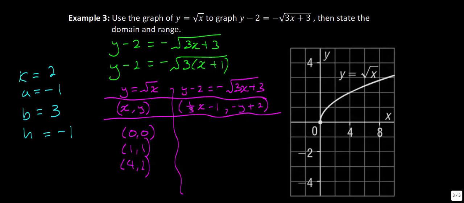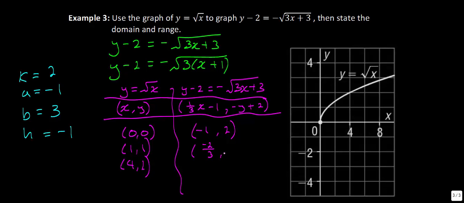So if we put 0 in here, 1/3 times 0 minus 1 gives me negative 1. If we put in 0 right here, negative 0 plus 2 is just 2, so we have the first ordered pair, (-1, 2). If we put in 1 right here, we have 1/3 times 1 is 1/3, minus 1 is going to give me negative 2/3.